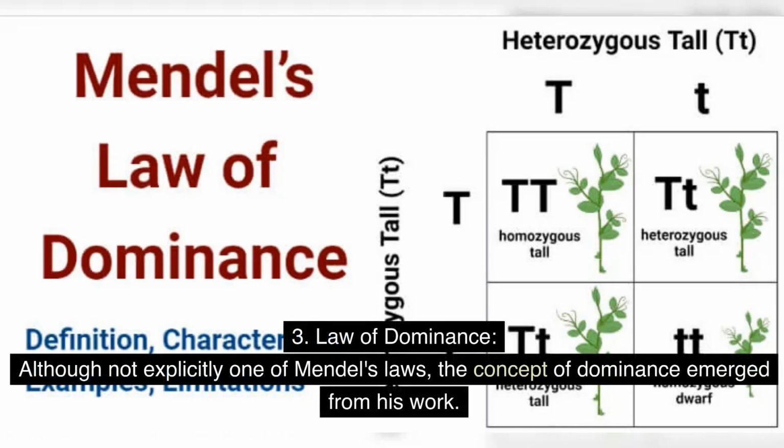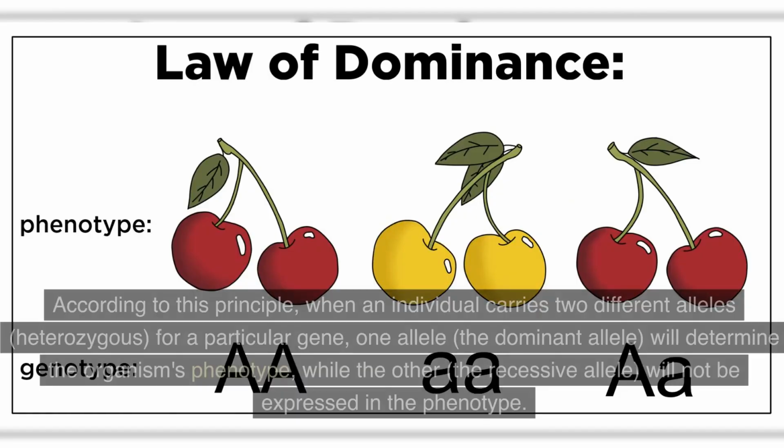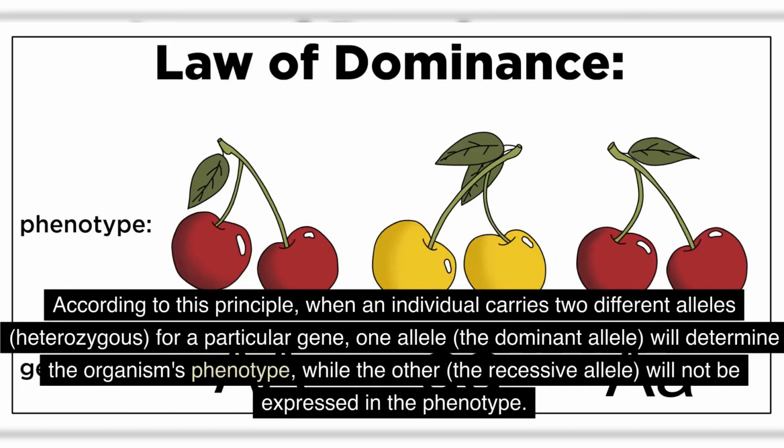3. Law of dominance. Although not explicitly one of Mendel's laws, the concept of dominance emerged from his work. According to this principle, when an individual carries two different alleles, heterozygous, for a particular gene, one allele, the dominant allele, will determine the organism's phenotype, while the other, the recessive allele, will not be expressed in the phenotype.